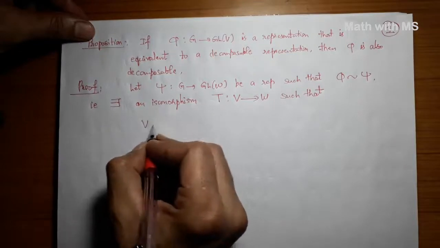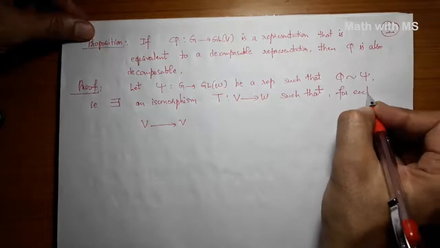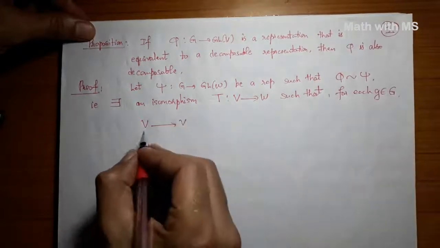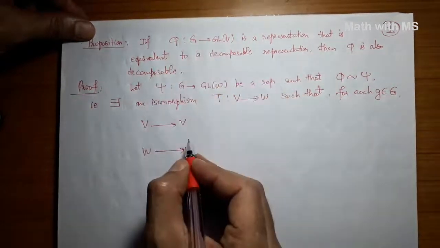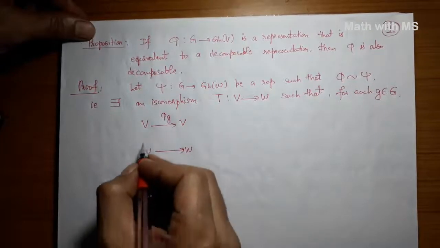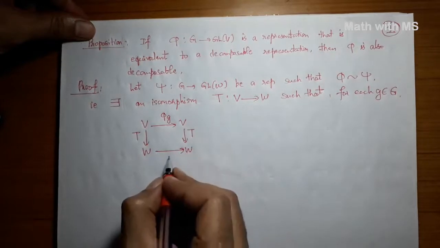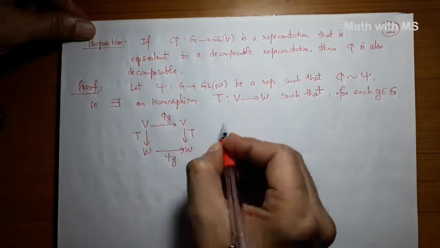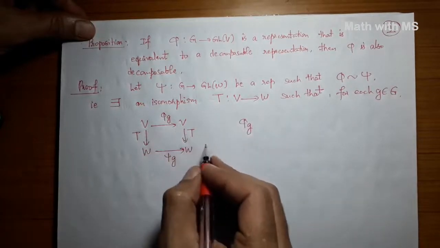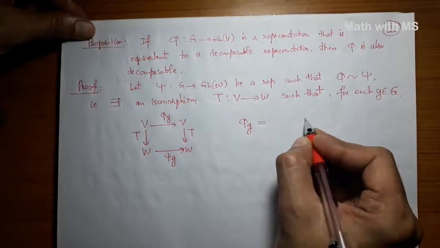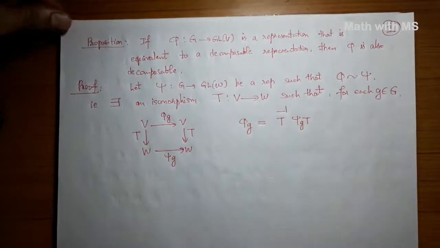So for each group element g, we have the following commutative diagram: V to V and W to W. From V to V, you have phi sub g. From V to W, we have this isomorphism T, and here you have this psi g. So what you want is that phi g should be the same as you apply T first, then psi g, and then T inverse. Okay, this is what we know.